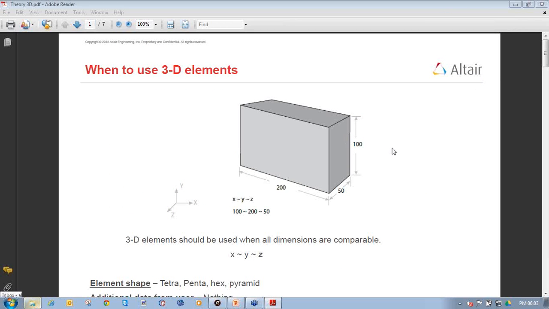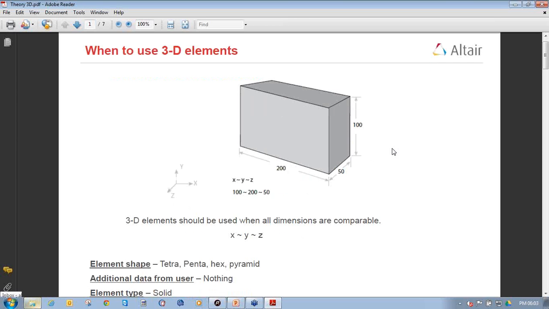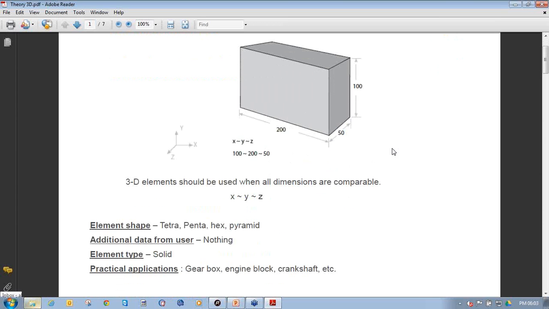Now let's move towards the next topic in the theory of FEM, that is when to use 3D elements. 3D elements should be used when all three dimensions are comparable, that is x, y, z are comparable to each other. The element shapes available for 3D elements in HyperMesh are tetra, penta, hexa and pyramid. Additional data required from the user to simulate a 3D element is nothing, because we define all three parameters by creating the element itself.